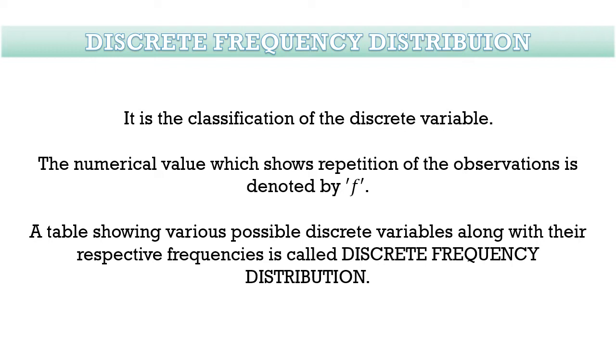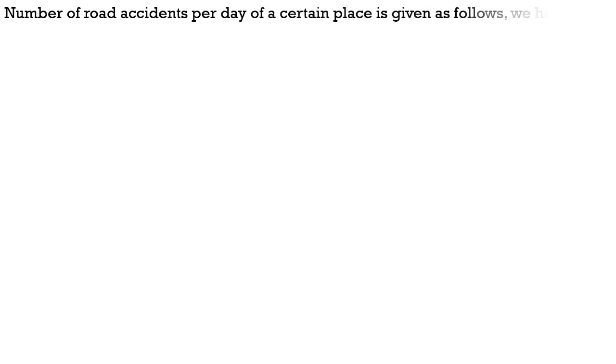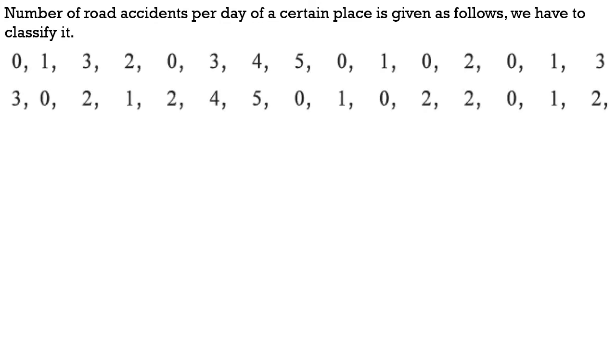Now if we want to understand it better, we just have to take some practical examples so that we can easily get the idea. Number of road accidents per day of a certain place is given as follows. We have to classify it. Means that the number of road accidents per day of certain place is given, and now we have to classify it. This is your data.